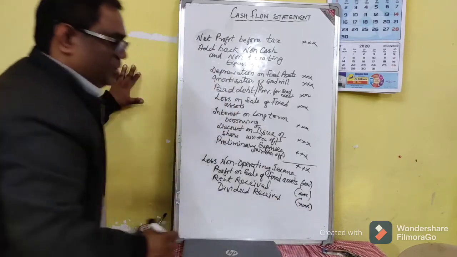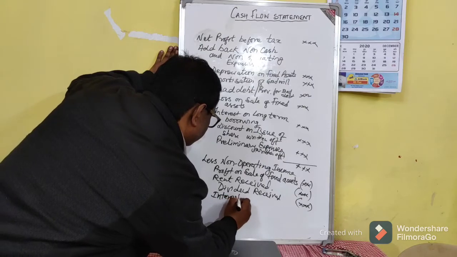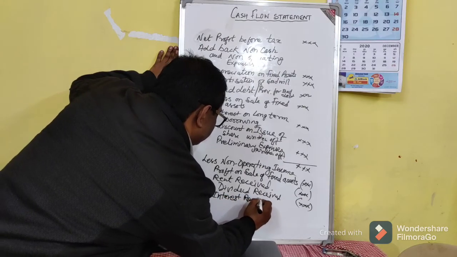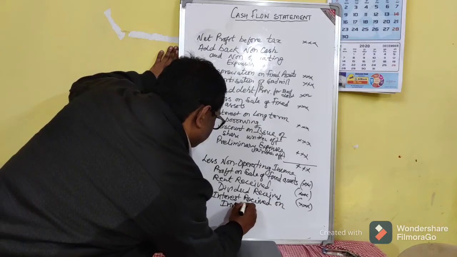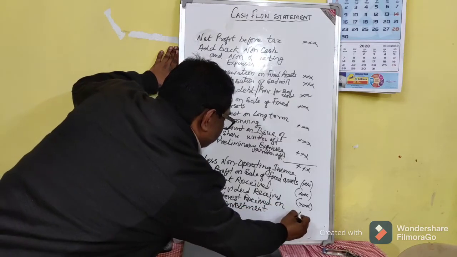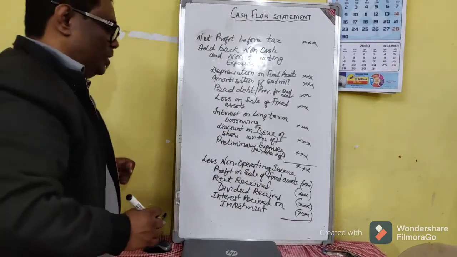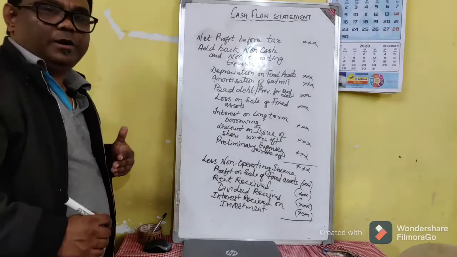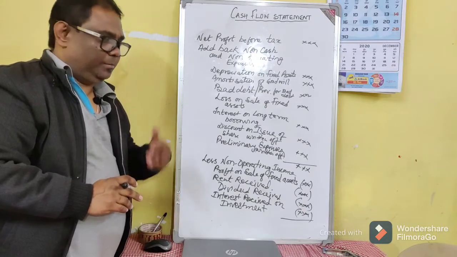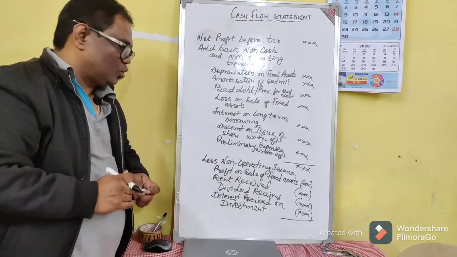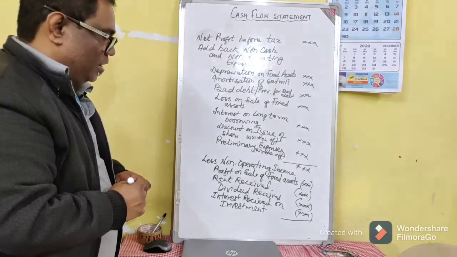All they are to subtract: interest received on investment, minus. So non-operating income are to be subtracted. Those non-operating incomes are not a principal revenue income of the business, but they are credited to the profit and loss account. Those are to be taken out. So they are to be written off. They are to be subtracted.